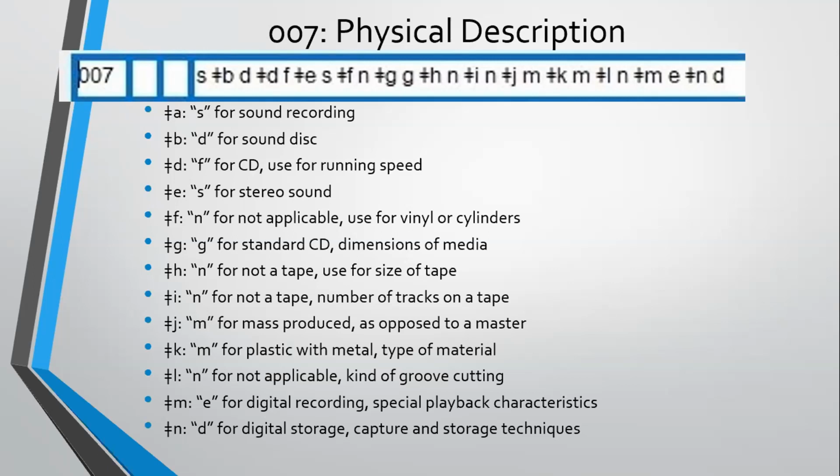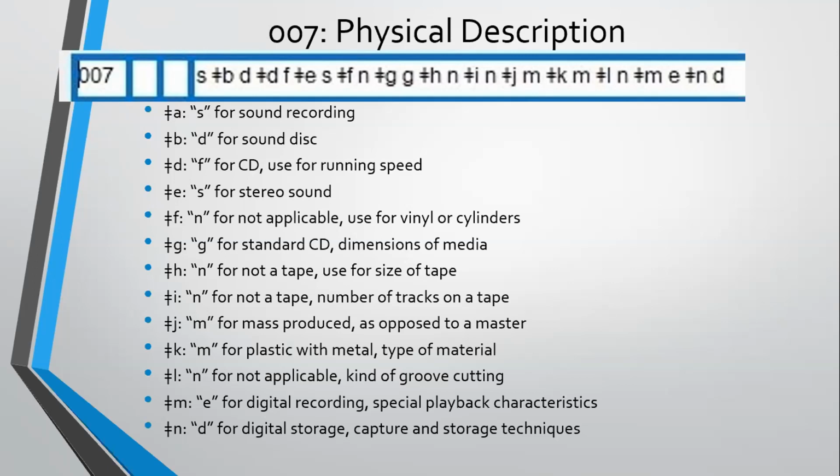Subfield M is for special playback characteristics. E you'll use for digital recording. You can also use codes for unknown or none are available. And then the last subfield in is for capture and storage techniques. And if you have a CD, you'll use code D here for digital storage.